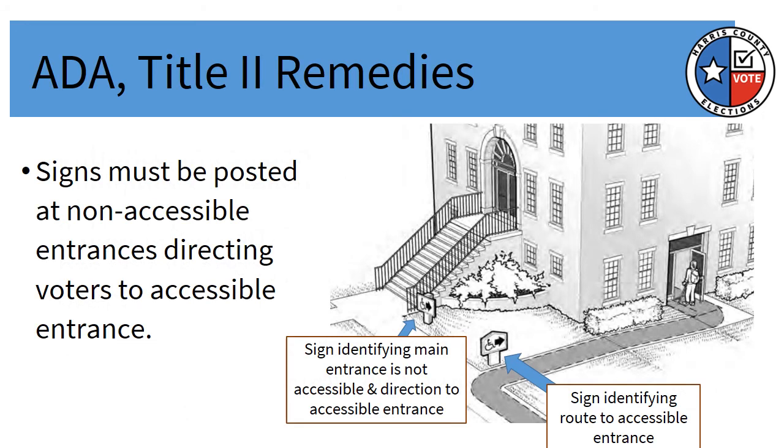At non-accessible entrances, signs must be posted directing voters to an accessible entrance. Without signs, voters with disabilities will have no way of knowing where they can enter the vote center. Ensure that signs are placed at junctions where the accessible route diverges from the main route to minimize backtracking.